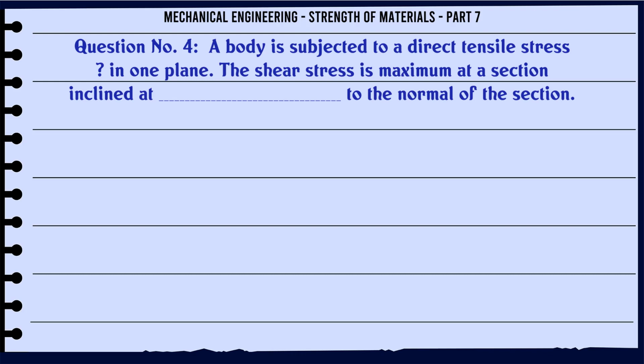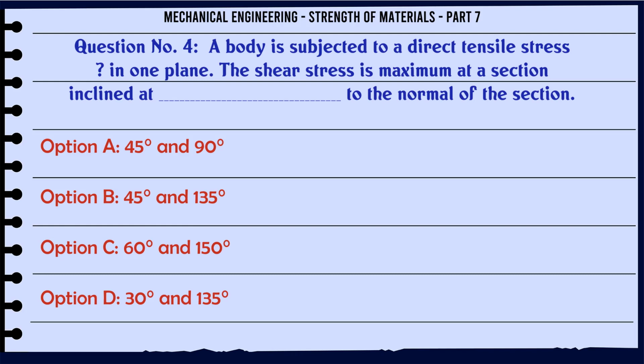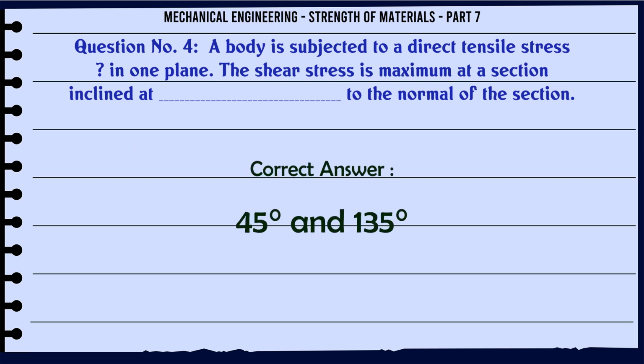A body is subjected to a direct tensile stress in one plane. The shear stress is maximum at a section inclined at to the normal of the section. A. 45 and 90. B. 45 and 135. C. 60 and 150. D. 30 and 135. The correct answer is 45 and 135.